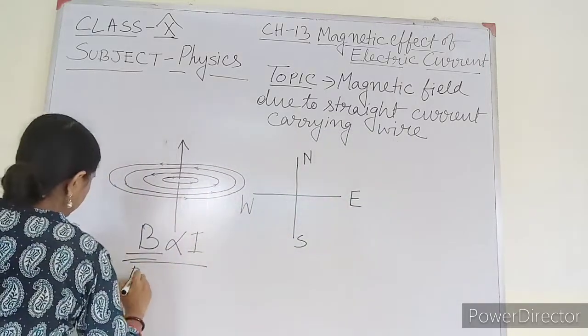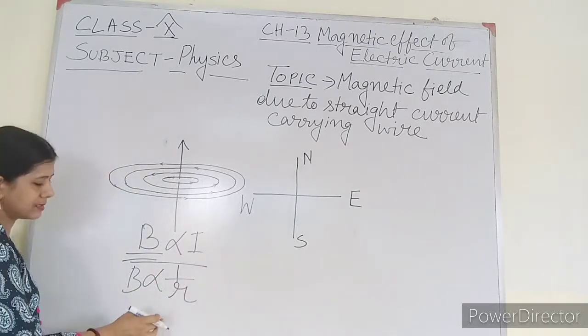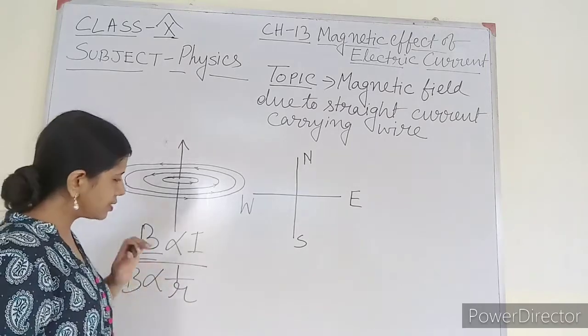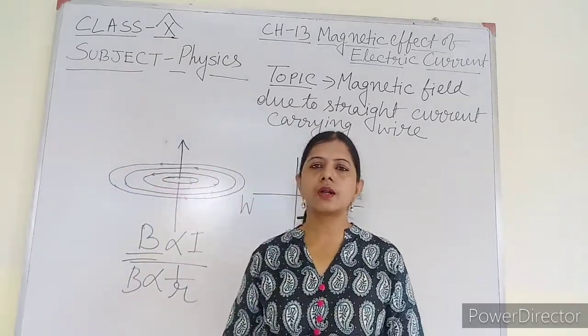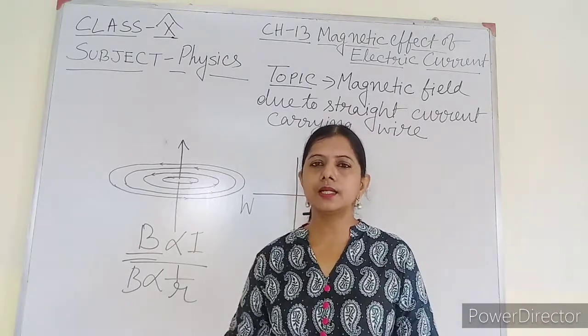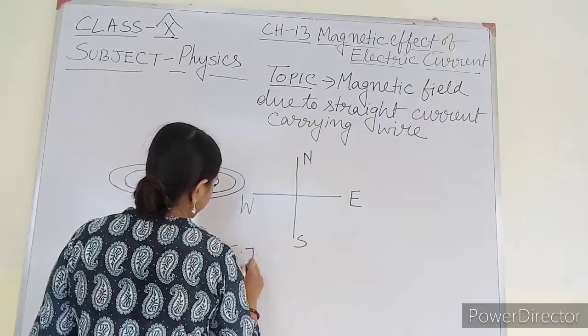So I can write that it is inversely proportional to the distance. R is the distance from the current carrying wire. So this much only you have to remember for now. This is only in your syllabus. Another thing that you have to know, that is SI unit of B.